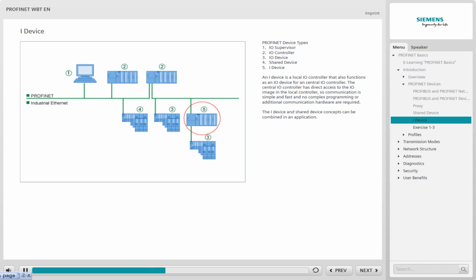The iDevice capability can be used in many applications, but is especially useful for modular machines and distributed controller applications. As an additional PROFINET innovation, the iDevice and shared device concepts can be combined in an application. For example, an I/O controller functioning as an iDevice can have some of its modules accessed directly by higher-level controllers. This allows for additional flexibility in the design of modular machines and systems.